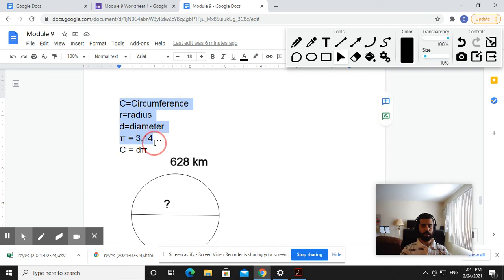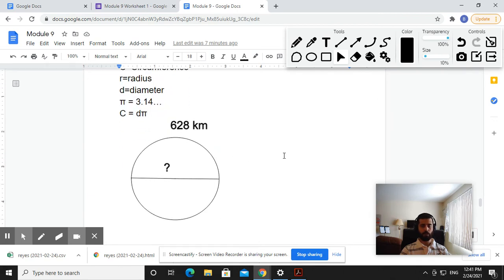You should have this written down already. I've already gone through it. And now we're going to use that same information to solve a new kind of question. We have the circumference. The circumference is 628 kilometers, but the diameter we don't know. That's what we want to know. And we're going to find the equation for the diameter.